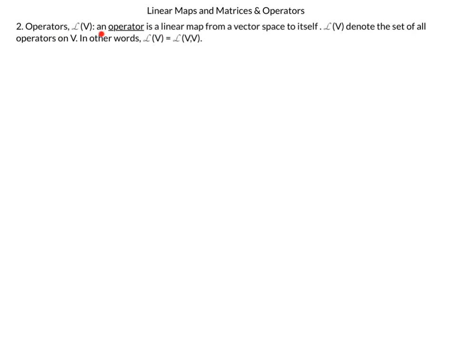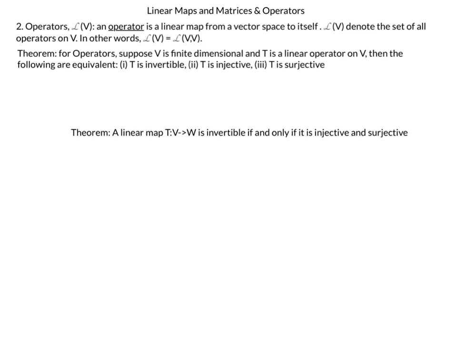Our next topic will be on operators. And I moved my definition over here to give me some space. We denote this the script L of V. An operator is a linear map from a vector space to itself. So L of V denotes the set of all operators on V. In other words, L of V is equal to the set of linear transformations from V onto V.